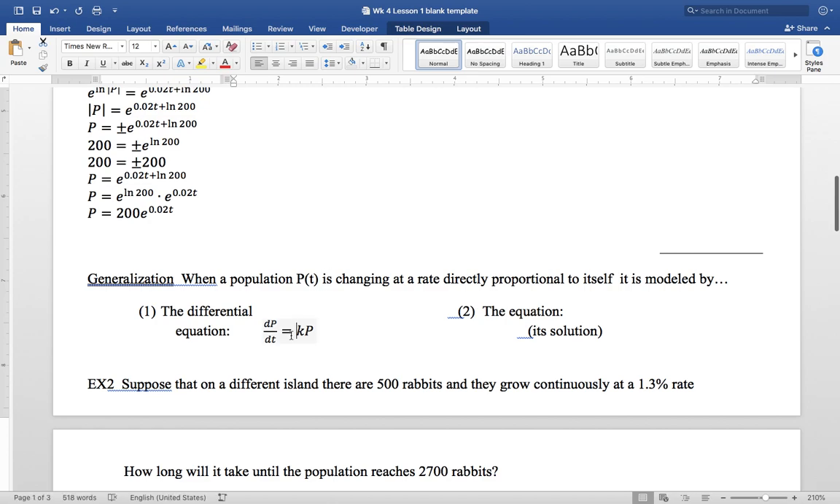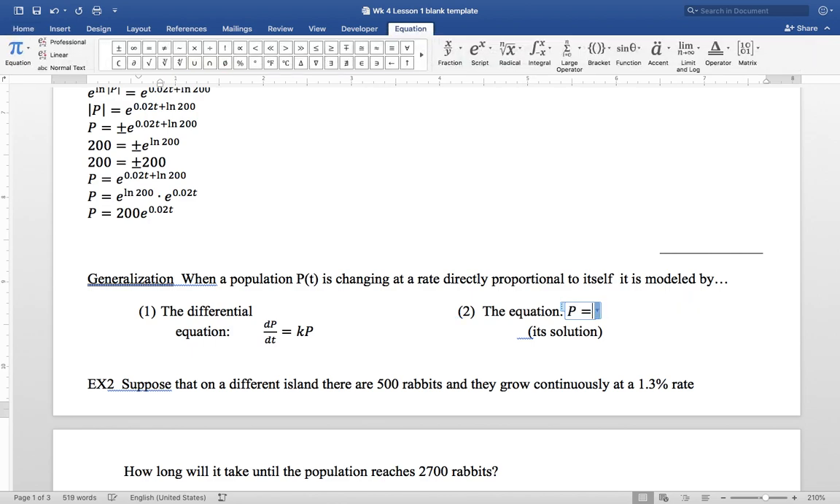Anytime you have a differential equation of that form, the solution is going to be given by the following. P is equal to, first of all, what's this number right here in the answer that we just obtained? What was this 200? This 200 was the initial population.